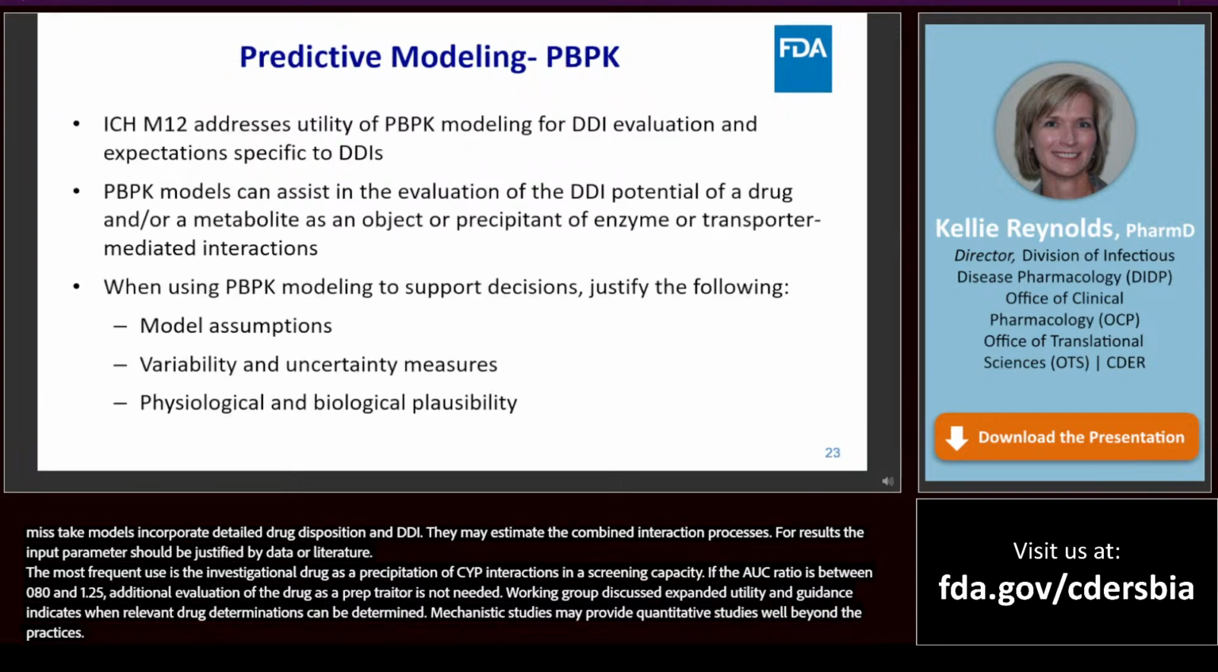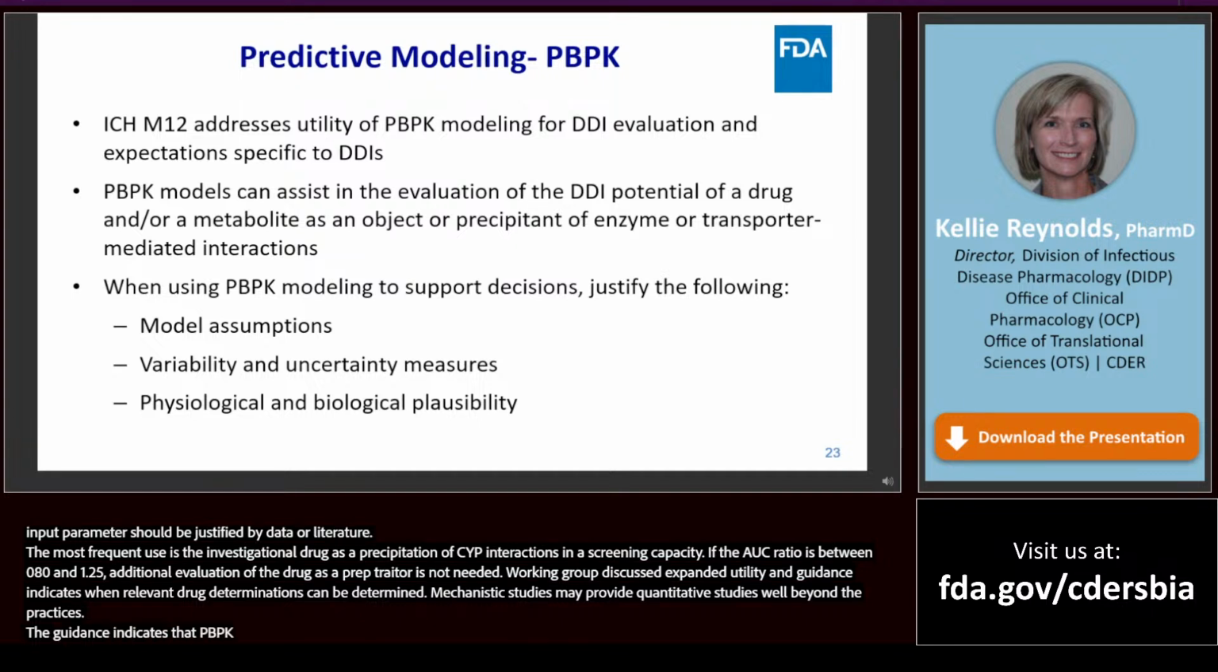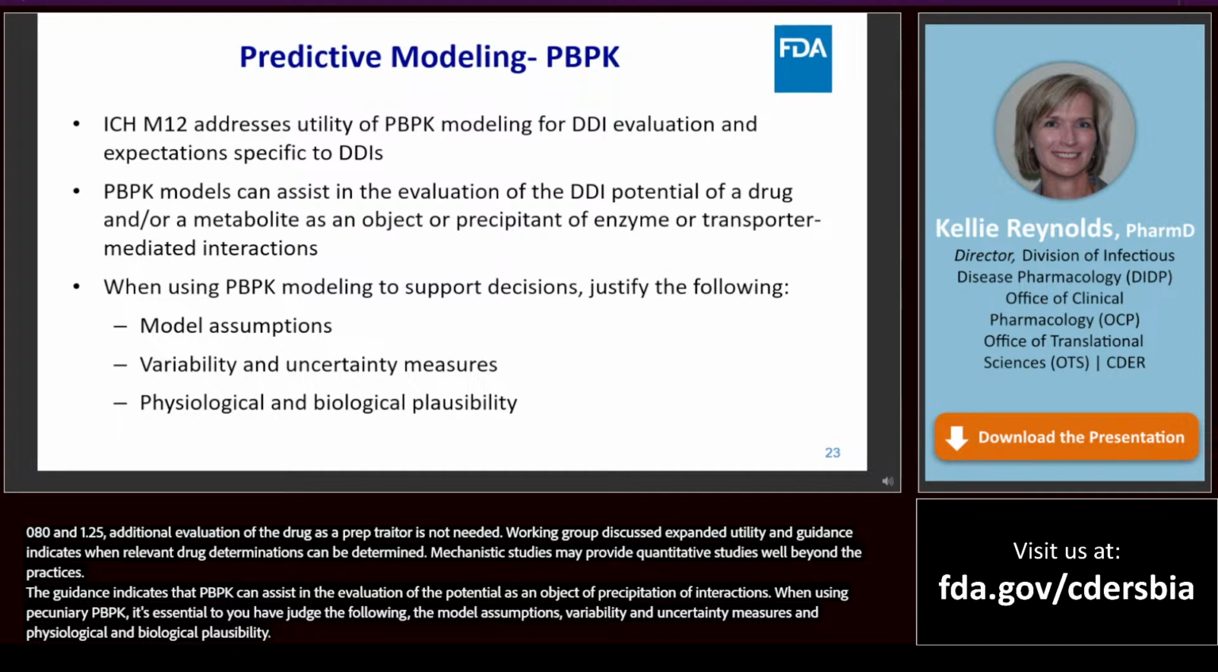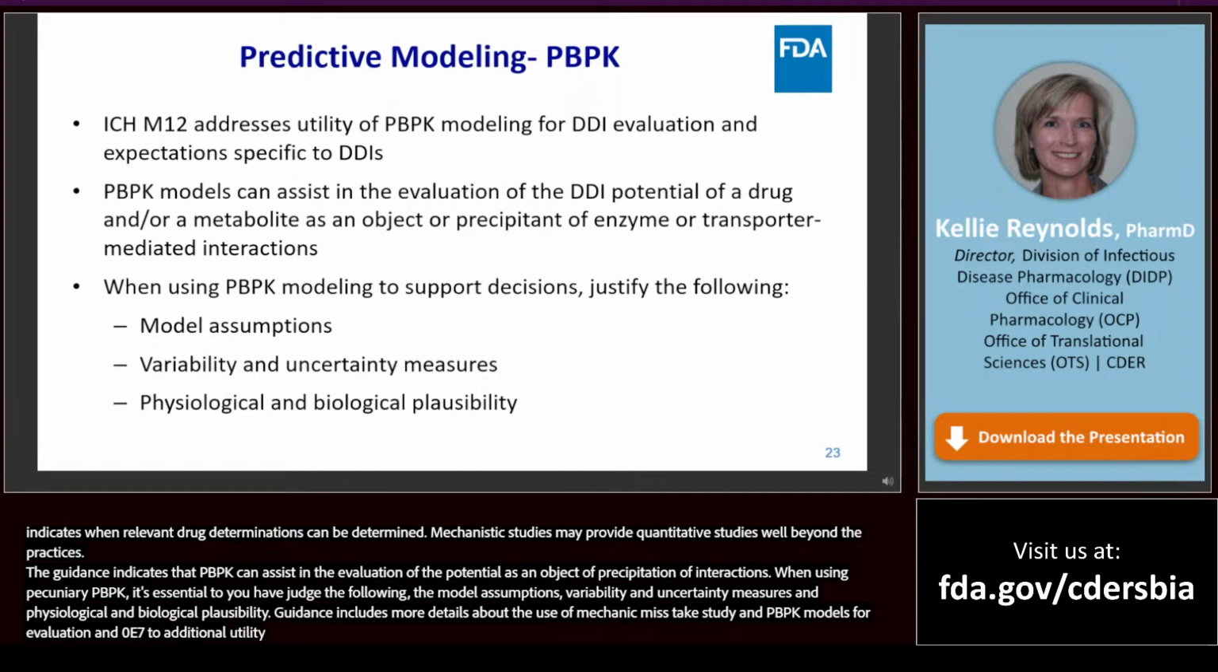The guidance indicates that PBPK models can assist in the evaluation of the DDI potential of a drug as an object or precipitant of enzyme or transporter-mediated interactions. When using PBPK modeling to support drug development decisions, it is essential to justify the following: the model assumptions, variability and uncertainty measures, and the physiological and biological plausibility. The guidance includes more details about the use of mechanistic static and PBPK models for evaluation of DDIs, and is open to additional utility as methods are further developed and assessed.